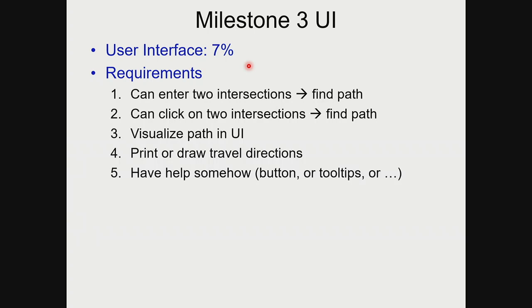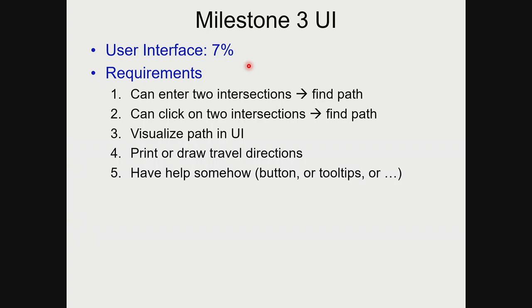So first, you have to be able to enter two intersections and find the path between them. This is similar to what you did in M2, the find intersection button. And it should also work with partial street names, etc. But that's not the only thing you can do. You can also click on two intersections on the map and find the path between them.